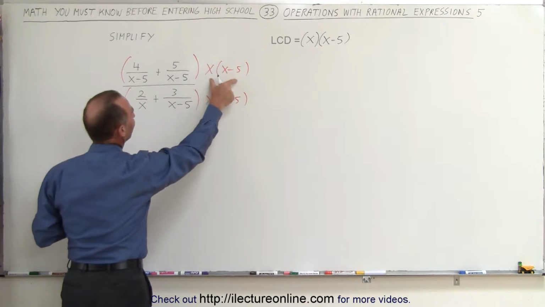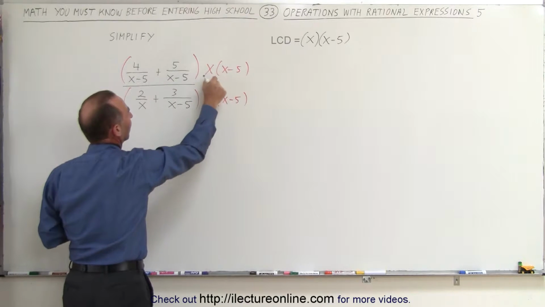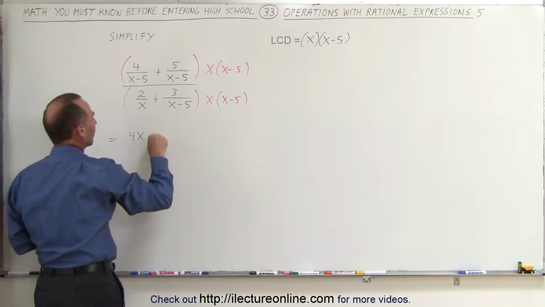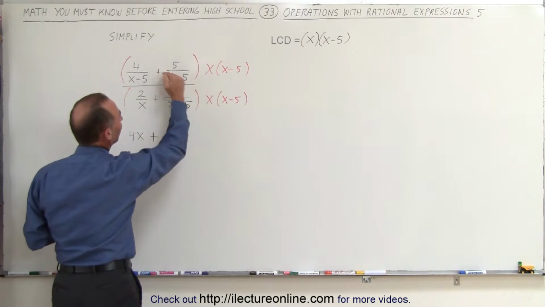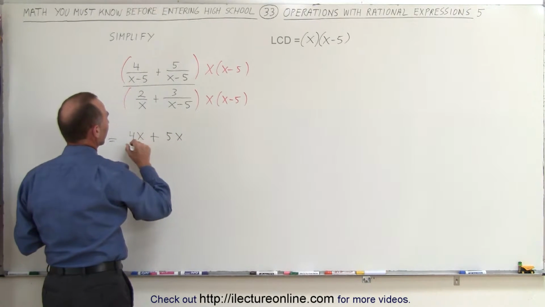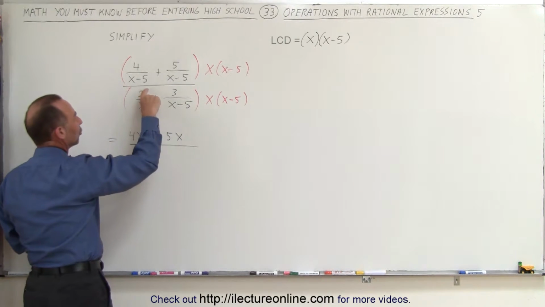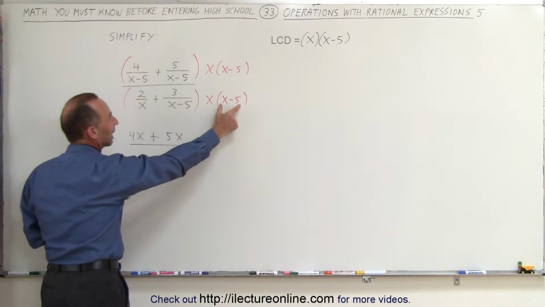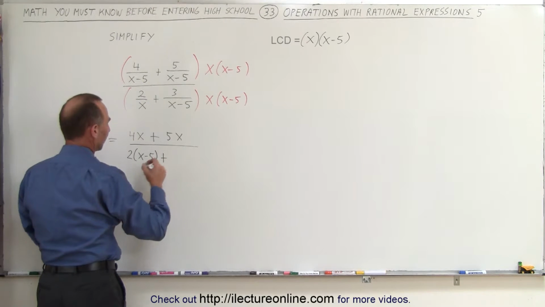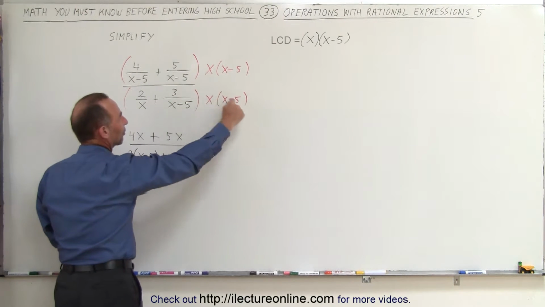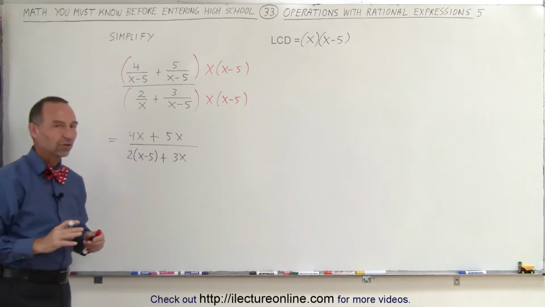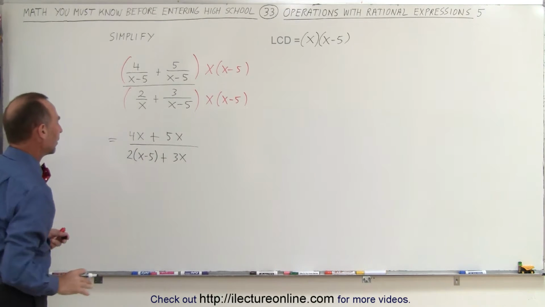Here you can see when we multiply this times the first fraction, the x minus 5's cancel out, x survives, so we multiply x times 4 to get 4x. Plus, here, when we multiply this again, the x minus 5 cancels out, and we multiply 5 times x. So this is 4x plus 5x in the numerator, divided by, now here we multiply 2 over x times this, notice the x's cancel out, and the x minus 5 survives, so this becomes 2 times x minus 5, plus, and then again, in this fraction, the x minus 5's cancel out, and we get 3 times x. Now we just have to simplify what's in the denominator by multiplying out what we have there.